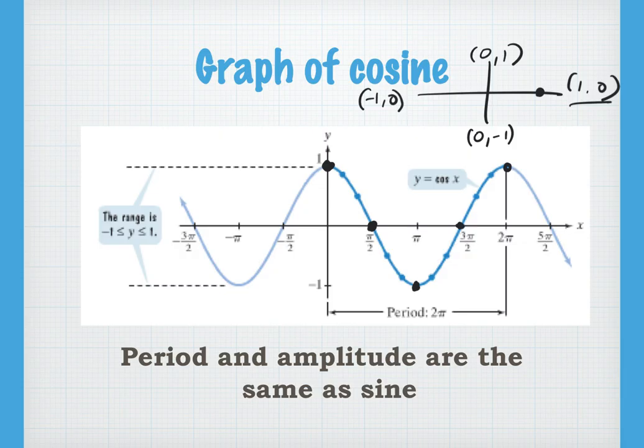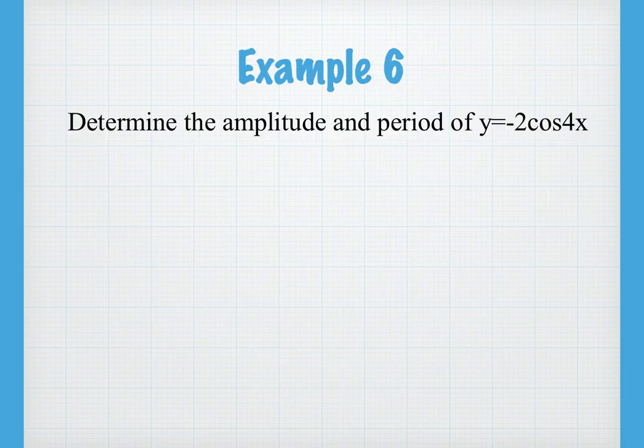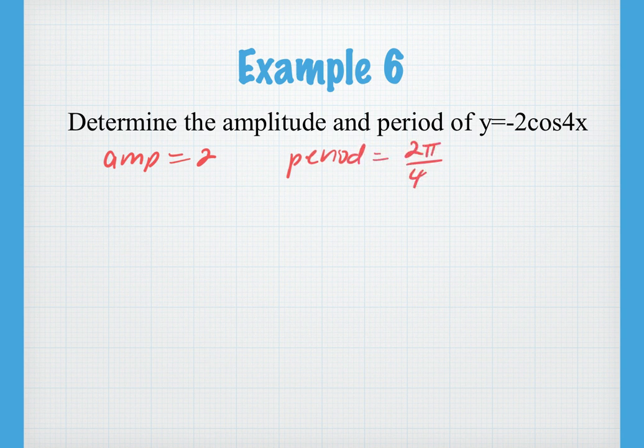It starts at the top, it goes down to the bottom, it comes back up again. But everything else is the same. How we find the period, how we find the amplitude, how we find our key points, all of that is exactly the same. So this one just says determine the amplitude and the period of y equals negative 2 cosine 4x. What would your amplitude be? Amplitude is 2. What's your period? Good. 2 pi over 4, which becomes pi over 2.